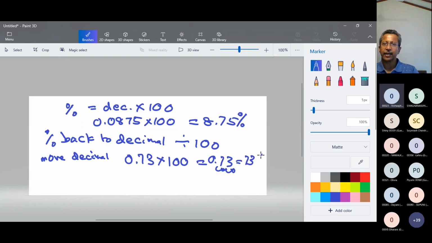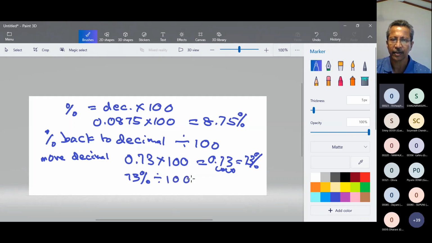Understand? Understood? If you don't understand, ask. The other way around: now we have 73%. We want to make it a decimal. We divide by 100. So what we do is, this 73 is there, the decimal is here. We bring the decimal this side, again this side. So we get 0.73.